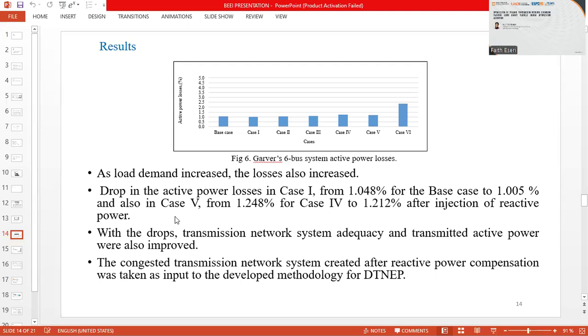When we look at the active power losses, as the load demand increased, the losses also increased. However, there's a drop in case 1 and case 5, from 1.048 to 1.005 and from 1.248 to 1.212%. This is attributed to the reactive power injection at these buses. With the drops, the network system adequacy is improved and the active power is also improved.